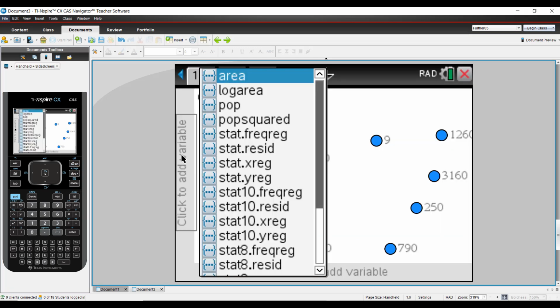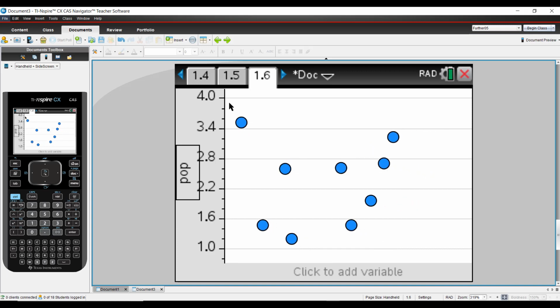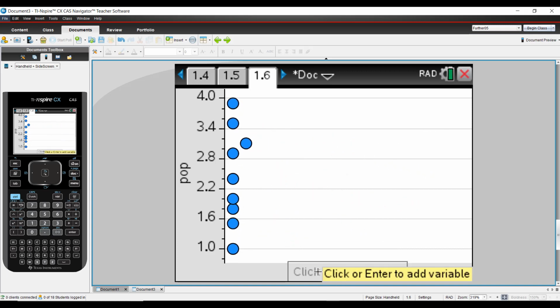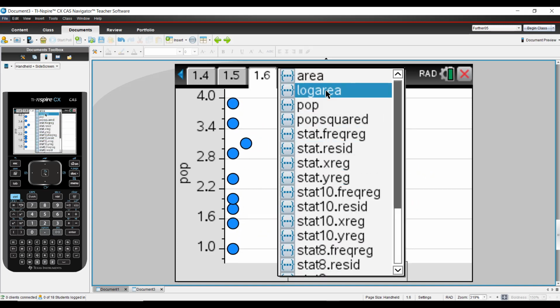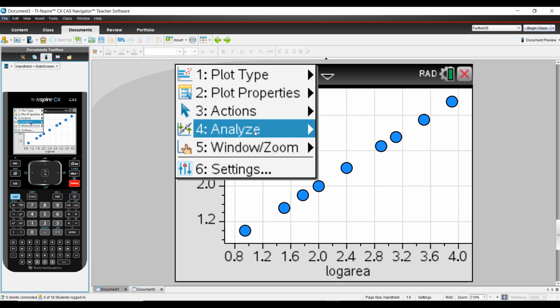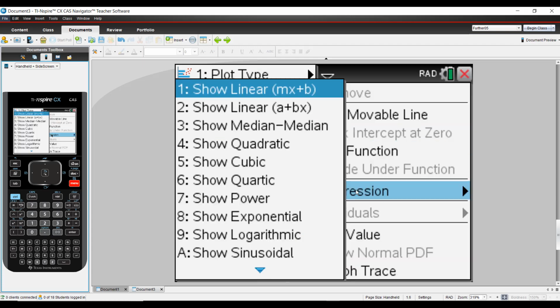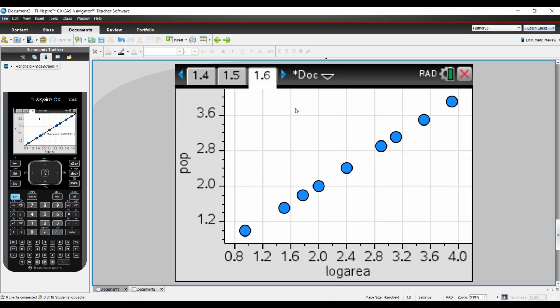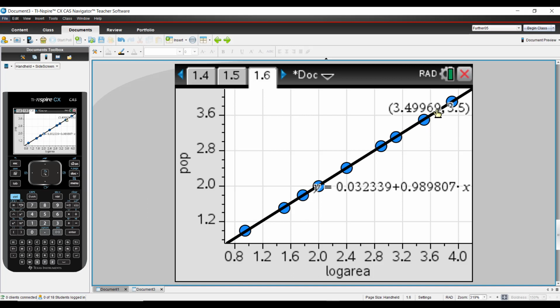So we're looking at population on our y-axis. We are looking at the log of area on our x-axis. That looks very promising indeed, nice and linear. Menu, analyze, regression. Let's put in our equation. Here we have a beautiful straight line with a very, very high correlation coefficient, as seen earlier, and an equation that fits a nice linear.